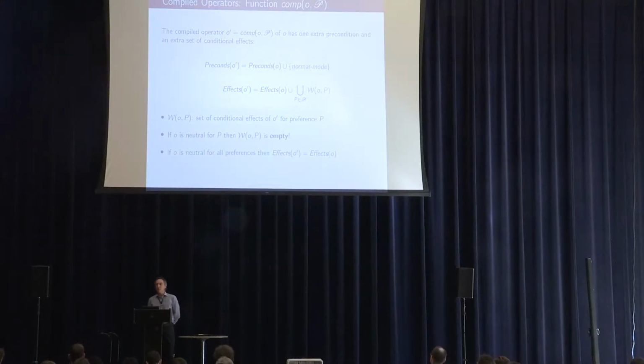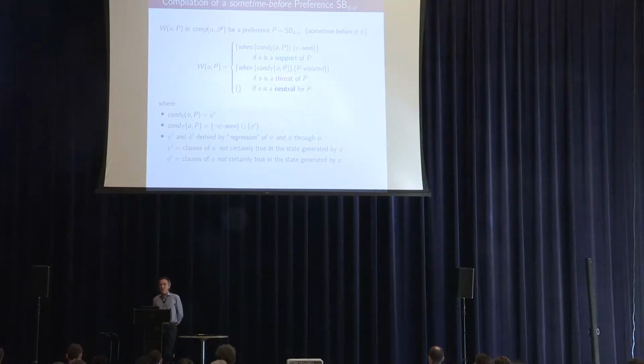So basically, the compiled operator O prime has the same preconditions and the same effects of the original operator, but in addition we have this precondition normal mode that is used to force the action to be only in the first part of the plan, and we have a possibly empty set of additional conditional effects, one subset for each preference. And now I'm going to illustrate this set of conditional effects that is W OP.